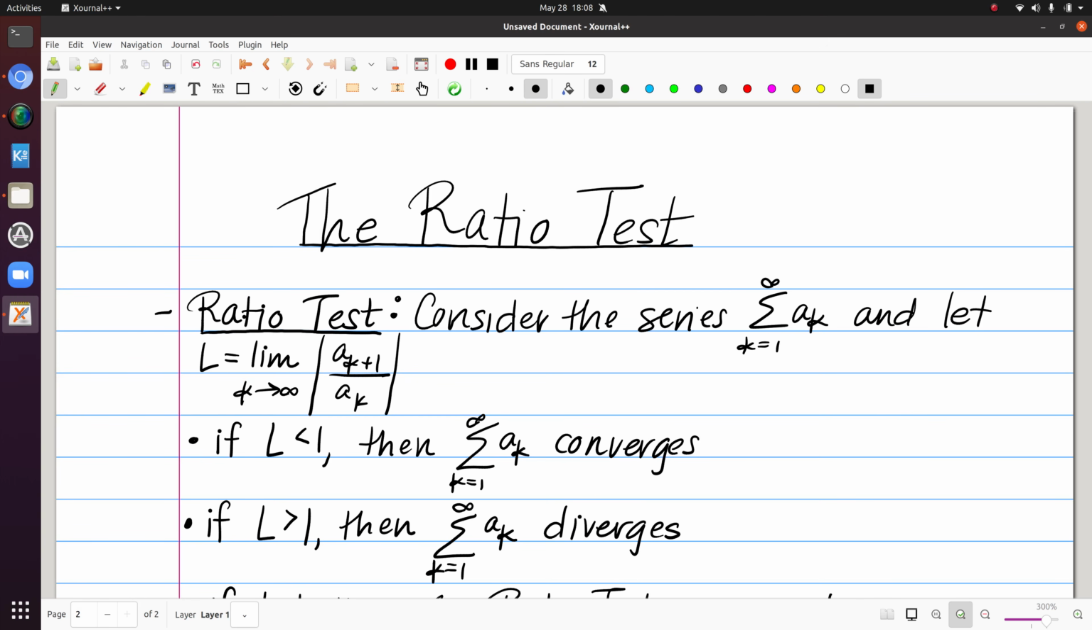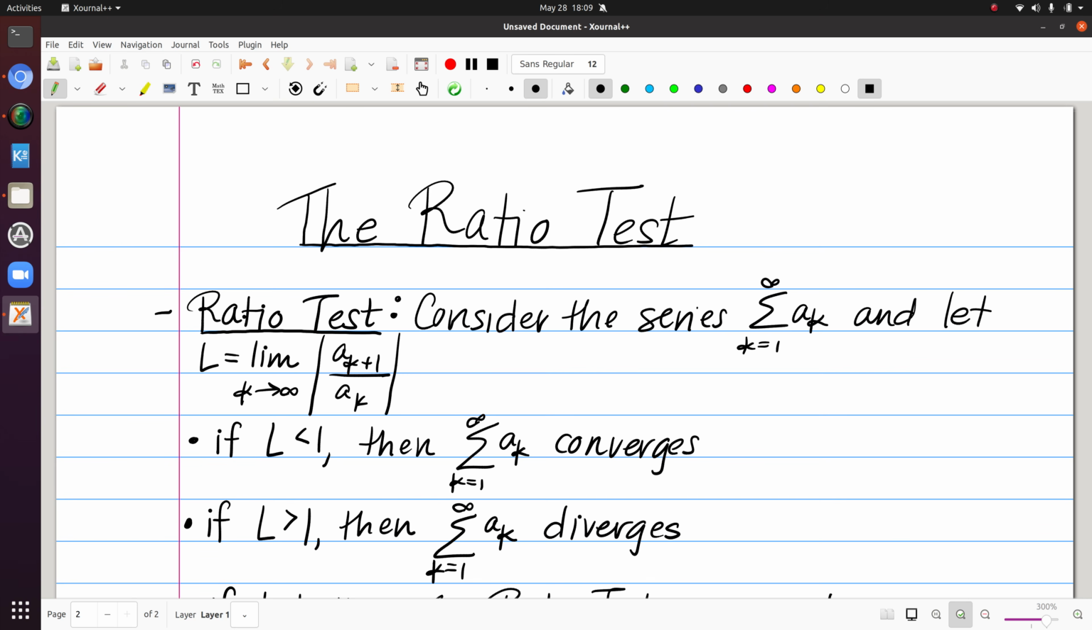All right, let's talk about the ratio test. So the statement of the ratio test is that we have a series with terms a sub k, and the ratio we're mentioning here is we want to look at the ratio of the k plus first term divided by the kth term, so the next term divided by the current term, in absolute value. And as we send k to infinity, let's call the value of that limit L.